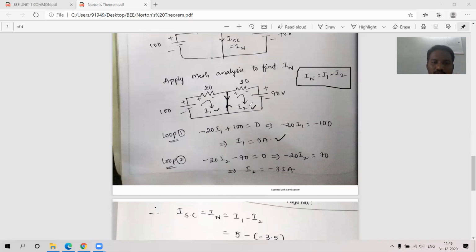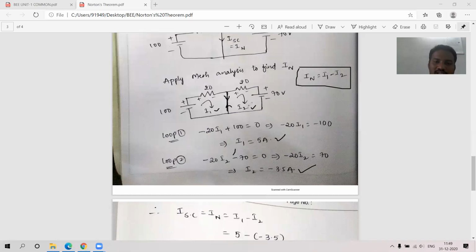Similarly, I can apply loop 2. In loop 2, the same analysis: plus is minus, because current is entering in clockwise, so this will be the drop. Minus 20 I2. Here it is entering from positive to negative, which means minus, because previously it was negative to positive. So it is minus 70 is equal to 0. From this, I am going to get the current as minus 3.5 amperes.